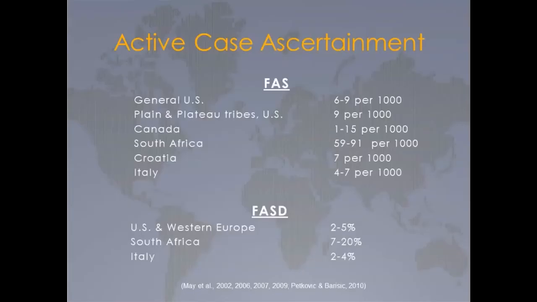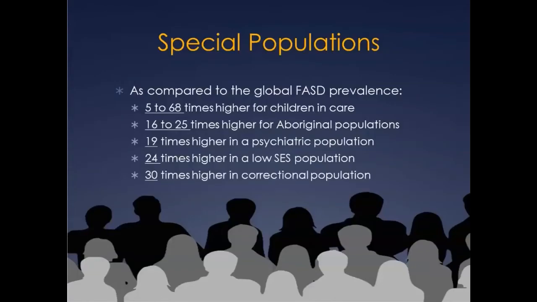So before we get into this, I want to talk a little bit about why we think knowing about FAS and FASD is so important. Really, we think this is so important because this is a very common disorder. In the general U.S. population, it's thought that about 6 to 9 children per 1,000 have full fetal alcohol syndrome. But if you look at the broader spectrum, somewhere in the range of 2 to 5% of children are thought to be able to be diagnosed with this disorder, although most are not diagnosed.